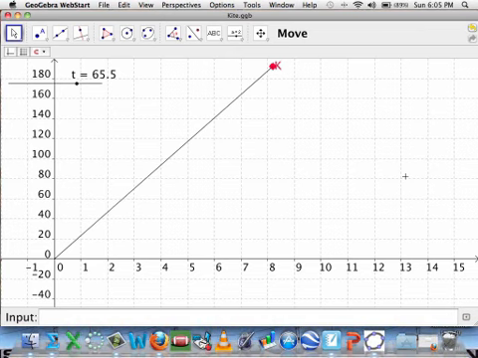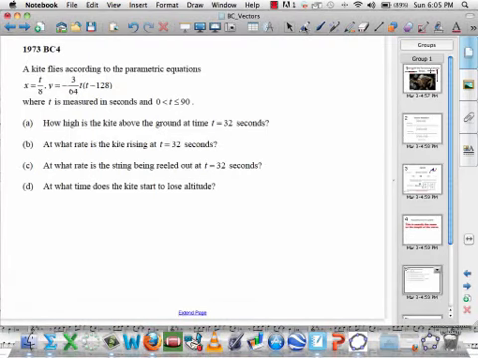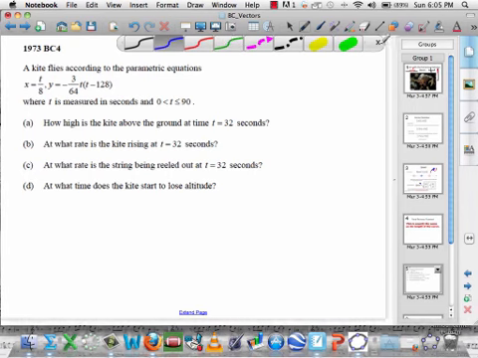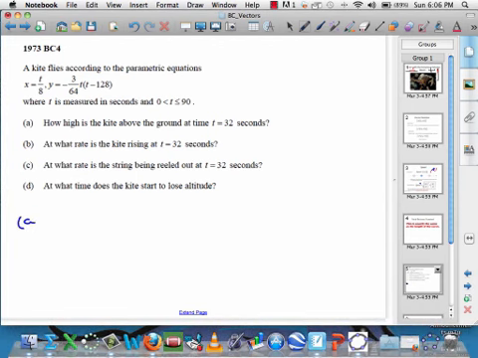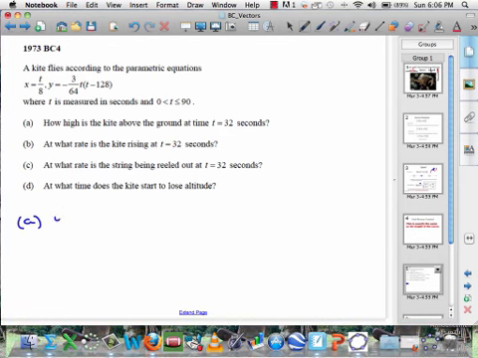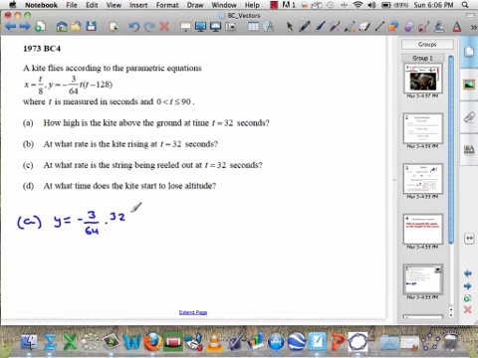All right, so let's start to answer some of these questions with calculus. Part A: how high is the kite at 32 seconds? It's not really a calculus question here. That's asking for the y value of the kite, and we have the parametric equation for the y value. All we need to do is plug in 32 for T. So the y value would be negative 3 over 64 times 32 times 32 minus 128.